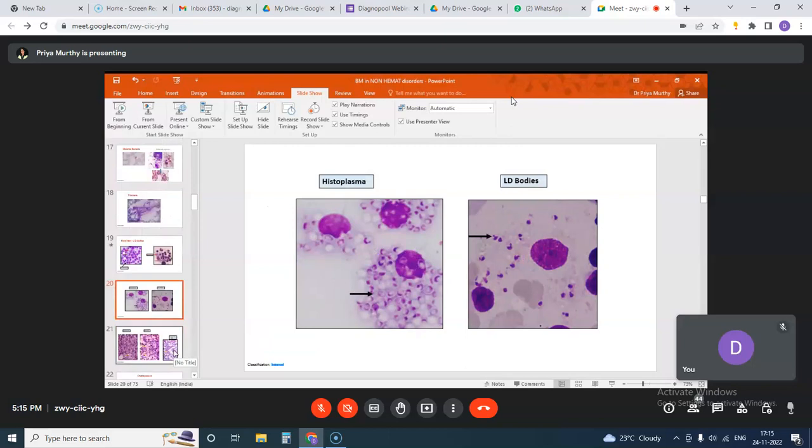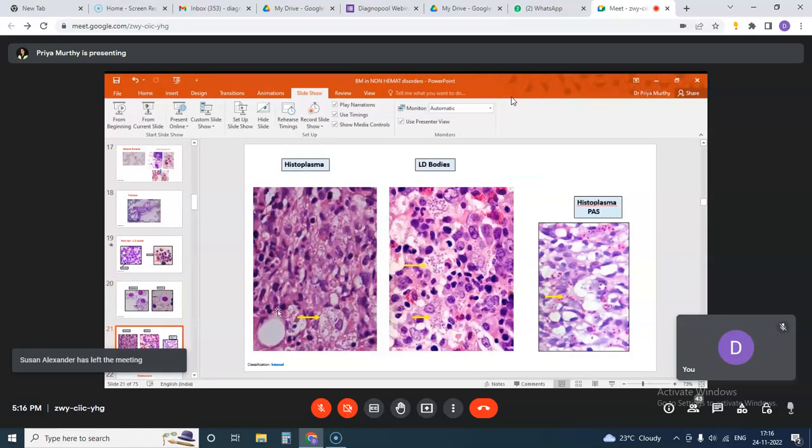So similar to LD bodies, you also come across histoplasma. Histoplasma looks slightly different. These are macrophages loaded with histoplasma. What you see here are concentric nuclei within a capsule. It's easy to get confused with LD bodies, but if you look carefully, the nuclei are more concentric in structure, and they do not have a kinetoplast. Whereas in LD bodies, there is both the nucleus and the kinetoplast.